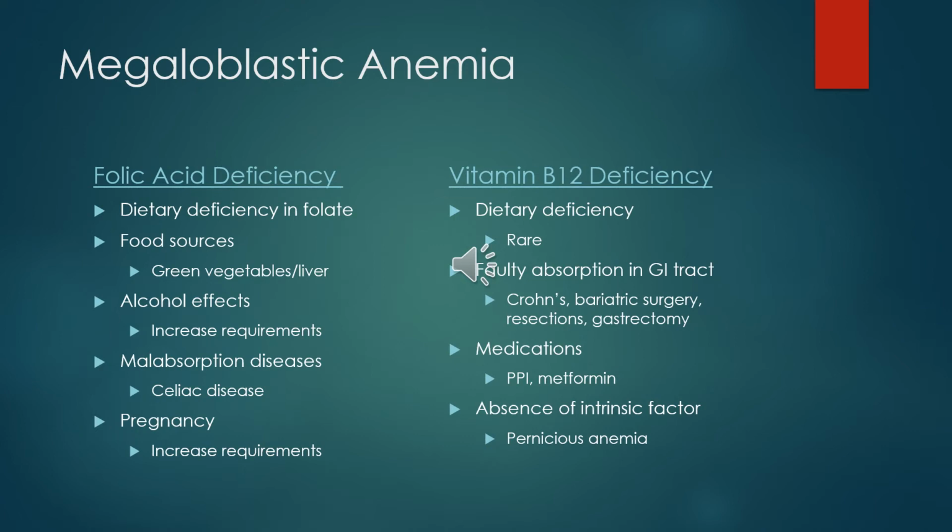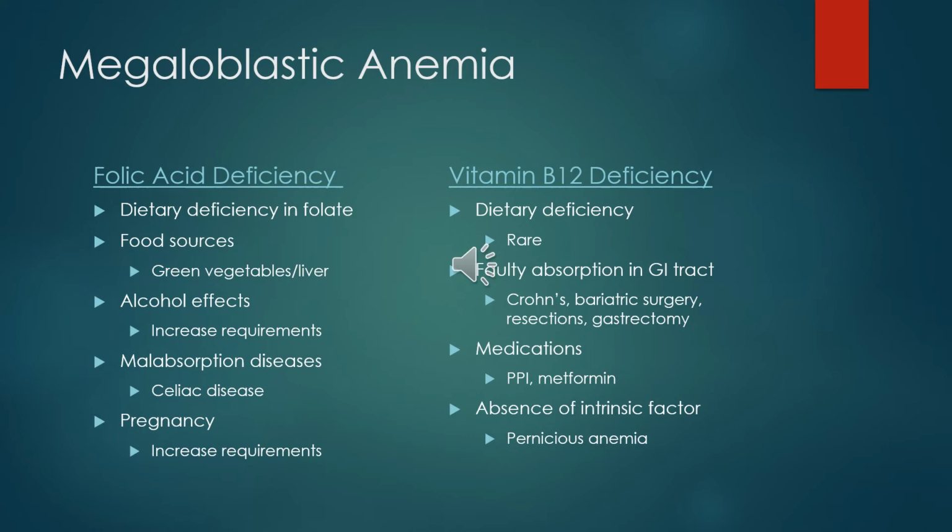We may also see this in a client with malabsorption disease such as celiac disease. And just like iron deficiency anemia, someone without proper prenatal care may end up with a folic acid deficiency as an individual's requirement increases during pregnancy. When we take a look at a vitamin B12 deficiency, this is rarely due to a diet issue. Most commonly, this is seen in clients who may have an absorption issue within their GI tract. For example, we will see this a lot with our inflammatory bowel disease clients, such as Crohn's, especially if they've undergone some sort of bowel resection, with our bariatric clients, or clients who have undergone a gastrectomy.